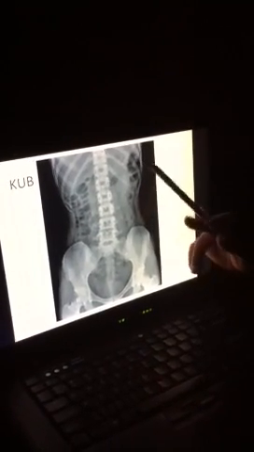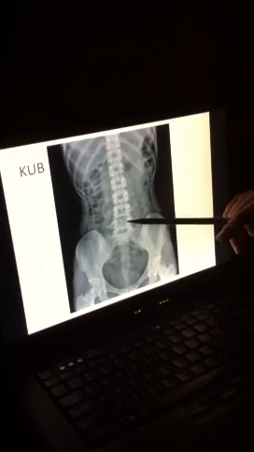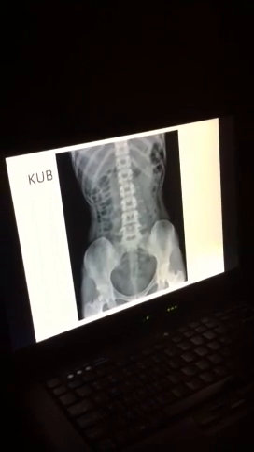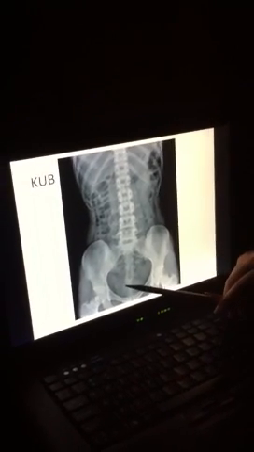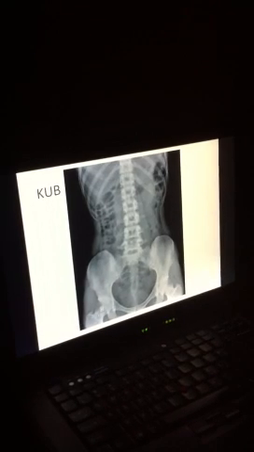You can see bones, though. So you have your lumbar vertebrae. You can see the bodies, the transverse processes, and the spinous processes. You can see the sacrum, a little bit of the coccyx, and parts of the pelvic bone.